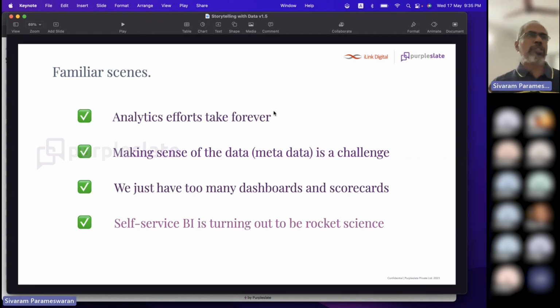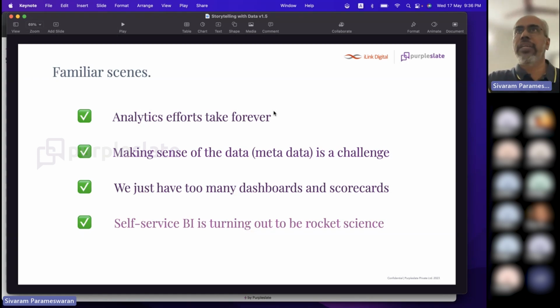I wanted to start this session especially for people who have worked a lot on data and BI, with some familiar scenes. Analytics efforts, or anything around business intelligence, data warehousing, and data engineering, take forever. And making sense of data, especially the metadata, the data about the data, is really becoming a challenge.